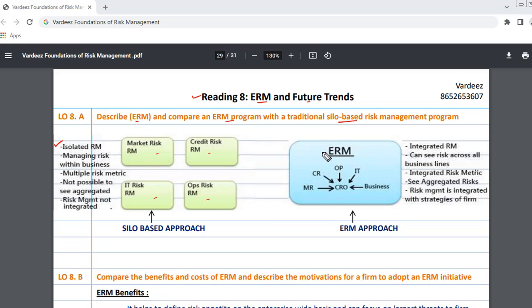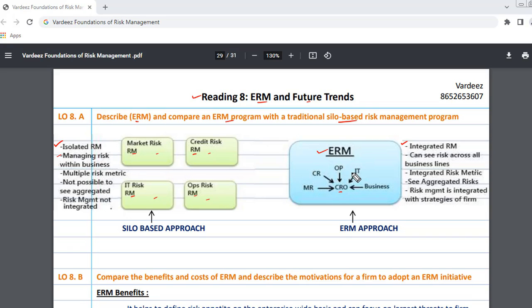On the other hand, if you look at the ERM, you would see that all these different departments also have risk managers, but they are all integrated. They are integrated and they report to one person, the Chief Risk Officer. He's part of the risk committee and he's responsible for all these risk managers. So this is why they are integrated. Over here they manage risk within business lines. So within their own business lines they will consider their risk.